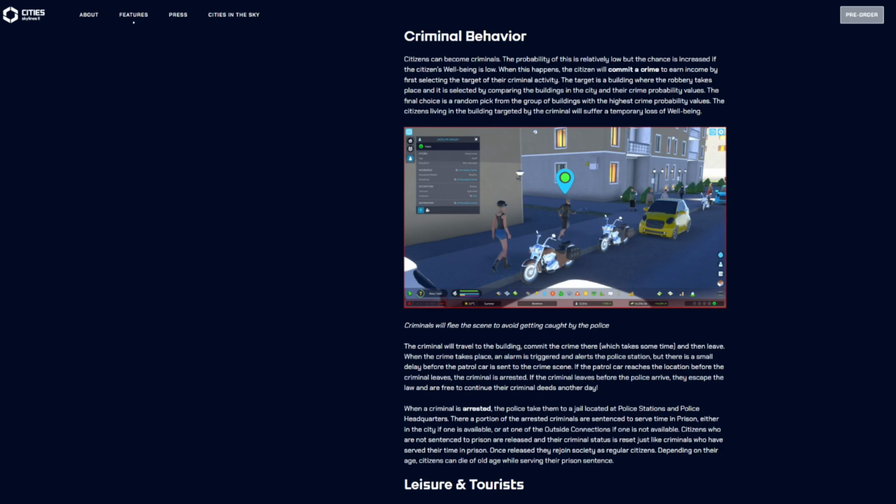When a criminal is arrested, the police take them to a jail located at police stations and police headquarters. There's a portion of the arrested criminals who are sentenced to serve time in prison, either in the city if one is available, or at one of the outside connections if one is not available. Citizens who are not sentenced to prison are released and their criminal status is reset, just like criminals who have served their time in prison. Once released, they rejoin society as regular citizens. Depending on their age, citizens can die of old age while serving their prison sentence.